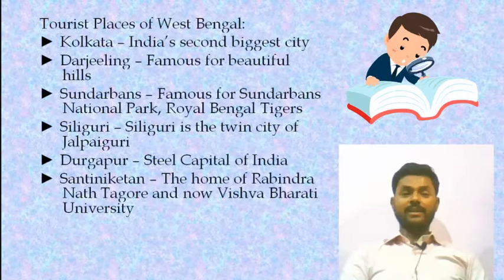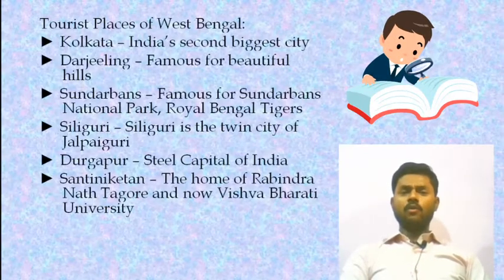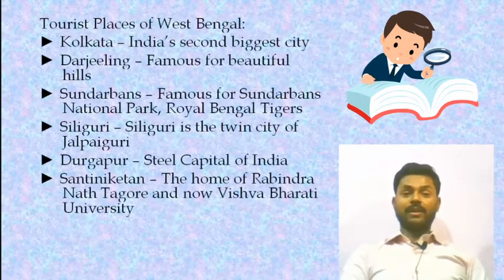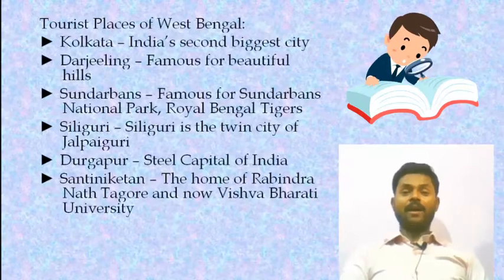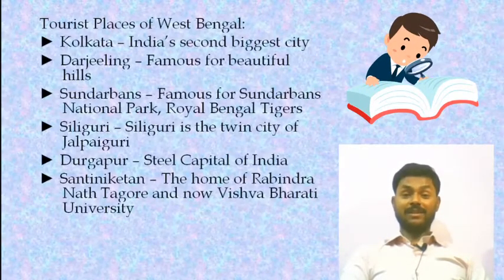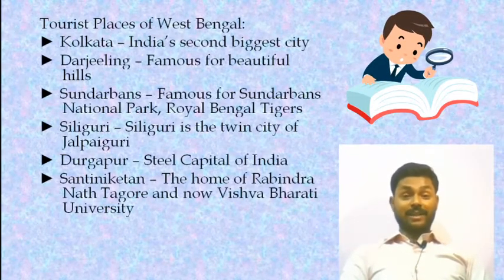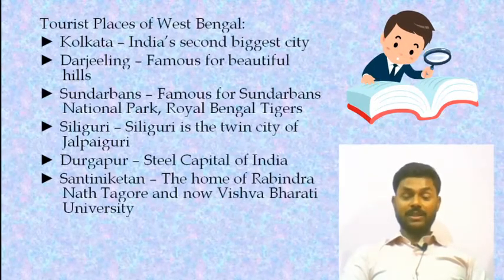Next tourist place is Santiniketan, and Santiniketan is the home of Rabindranath Tagore, and now Vishwabharati University is in Santiniketan. Do you know about Rabindranath Tagore? Rabindranath Tagore is the writer of our national anthem Jana Gana Mana. So Santiniketan is the home of Rabindranath Tagore, and now in Santiniketan there is Vishwabharati University.